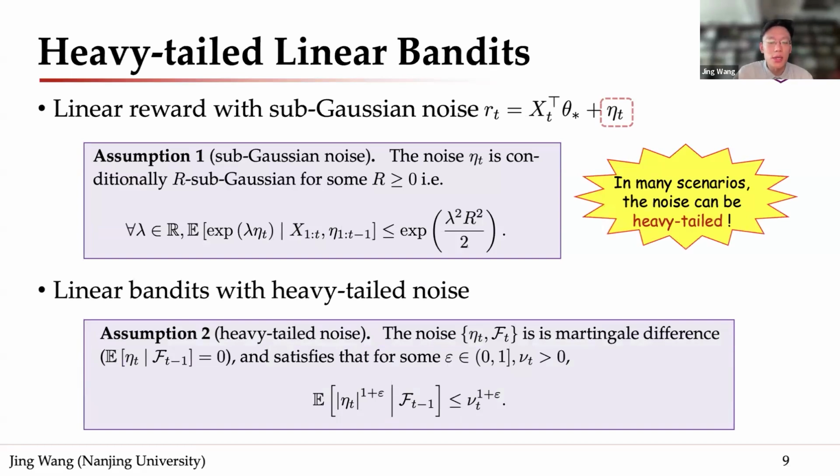Here we only assume that the 1 plus epsilon moment of the noise eta is bounded. Notice that sub-Gaussian means all moments are bounded, and bounded variance means the second moment is bounded, which corresponds to epsilon equal to 1. Here we consider epsilon to be a number between 0 and 1, so this is a very heavy case. So this is the heavy-tailed noise.